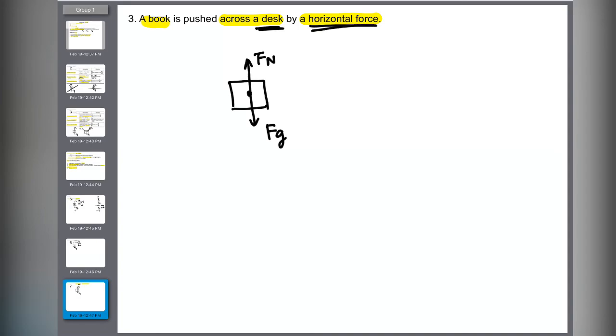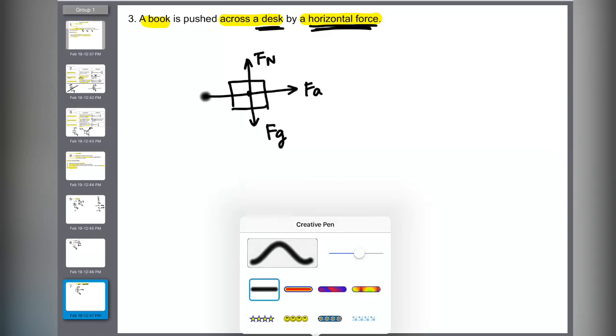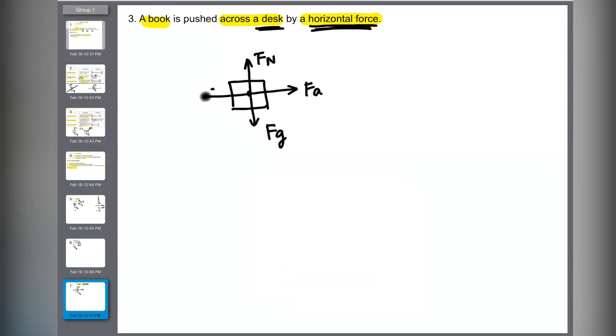Okay, I have something that's pushing it horizontal. There is a horizontal force. We call that FA, the applied force. And this is something that we don't say out loud, but if it's moving to the right, there's going to be friction force that is going against it. So I have FF. Unless the question says, assume there is no friction between the desk and the book, then you don't put your FF. If it doesn't specify, you have to say it.